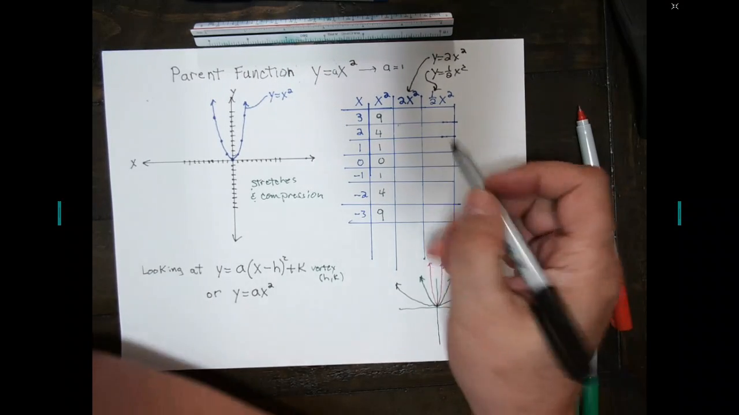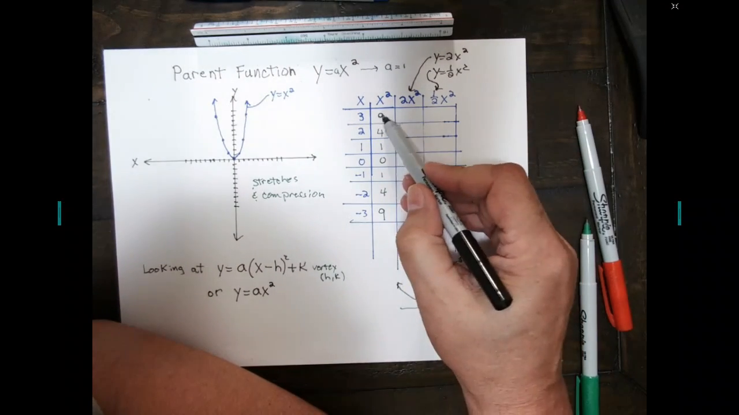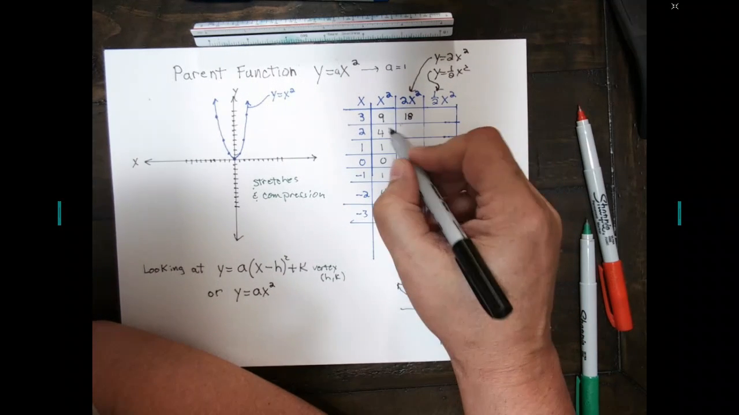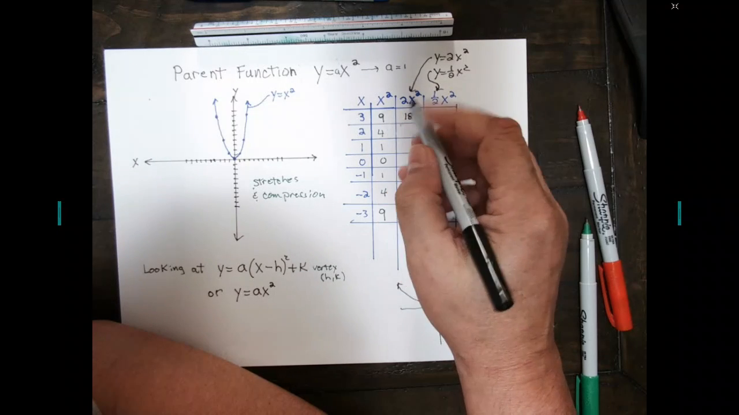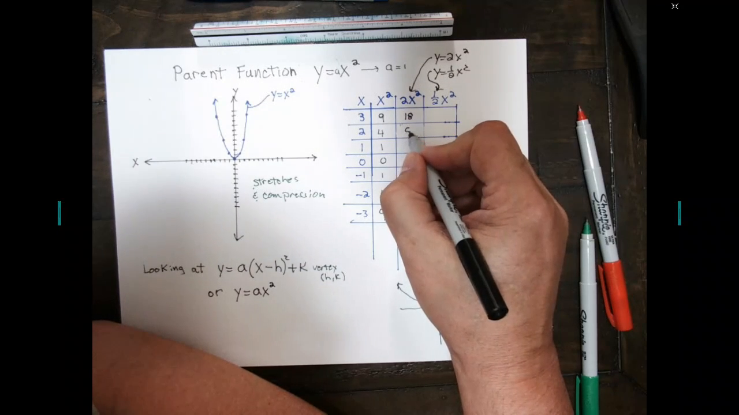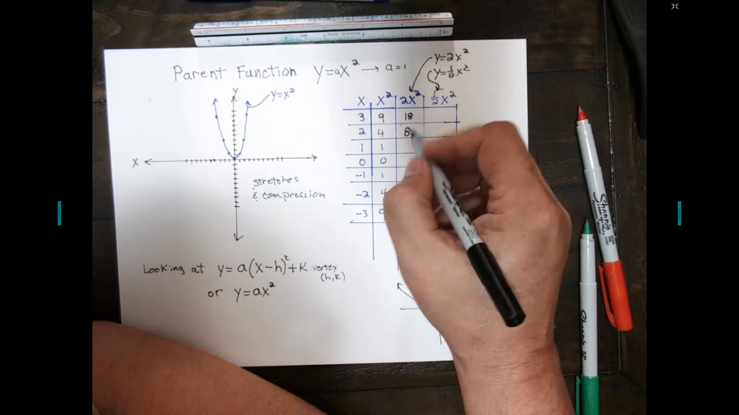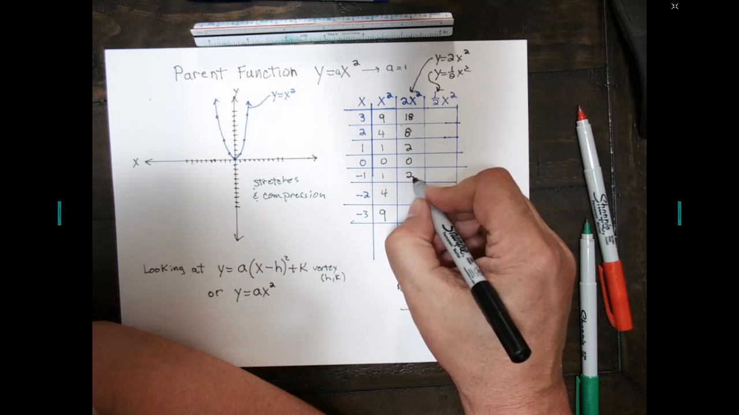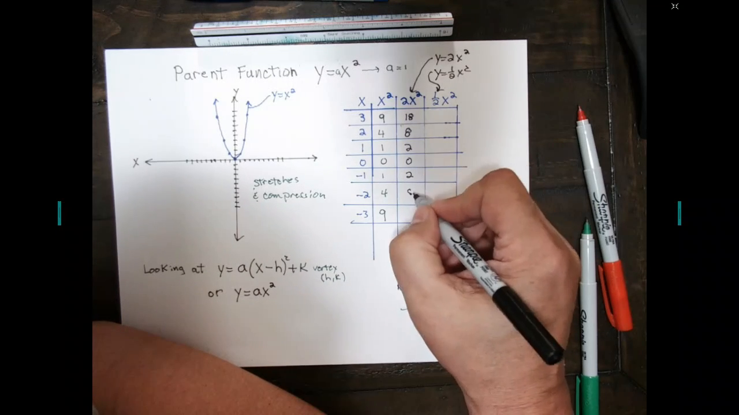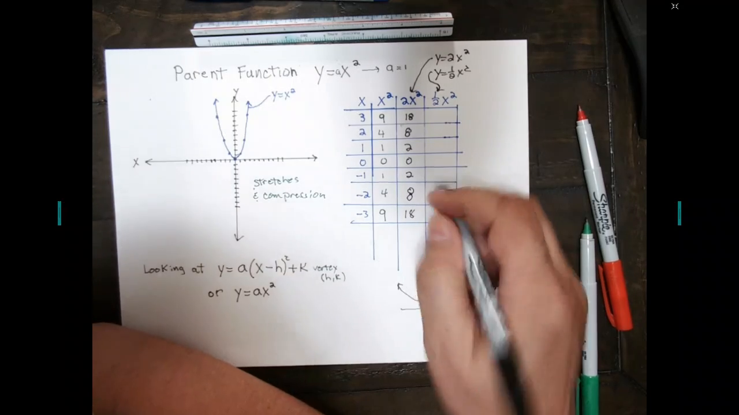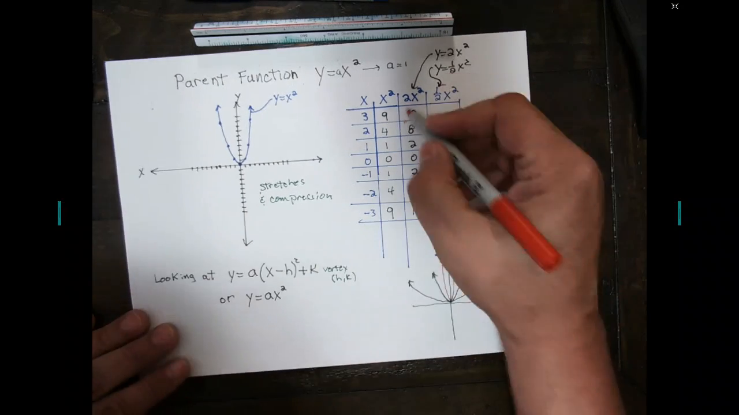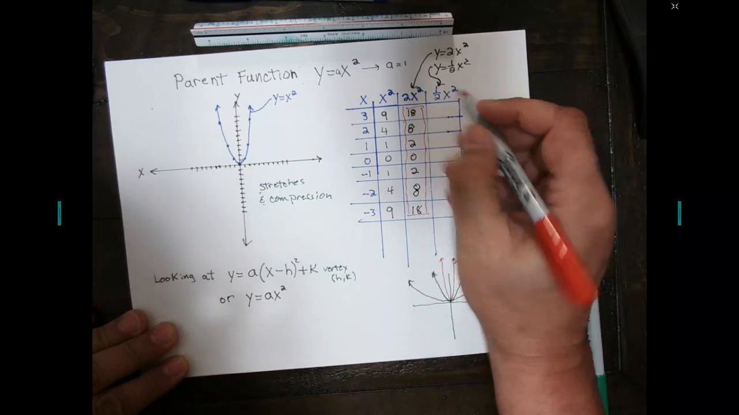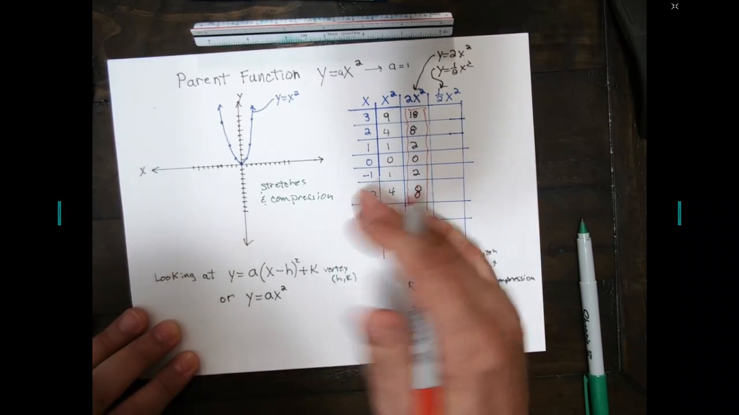Okay, so let's look at 2x squared. We know that x squared is 9, so if I multiply that by 2, I have 18. And if x squared is 4 from my previous function, then 4 times 2 is 8. 1 times 2 is 2, 0 is 0, and then it's symmetrical, so we just go back the other way, 8 and 18. Now I'm going to plot this one in red, and what you'll see is a stretch or a compression. Let's see which one it is.